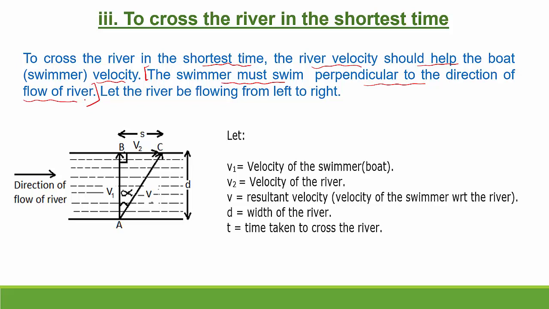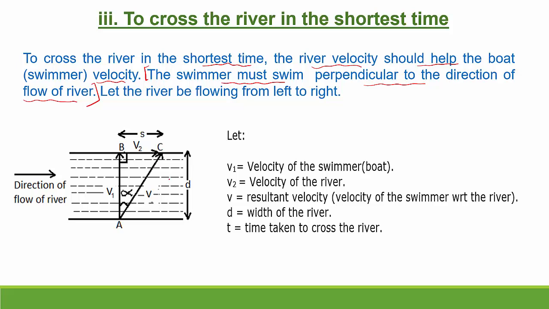Remember, you will get one more question. To cross the river in the shortest time, how can the swimmer swim or how can the boat move through this river? The answer is the swimmer or the boat must swim perpendicular to the direction of flow of river, then he can reach another side of the river in the shortest time.